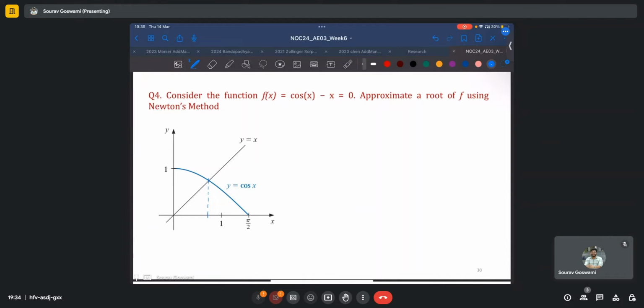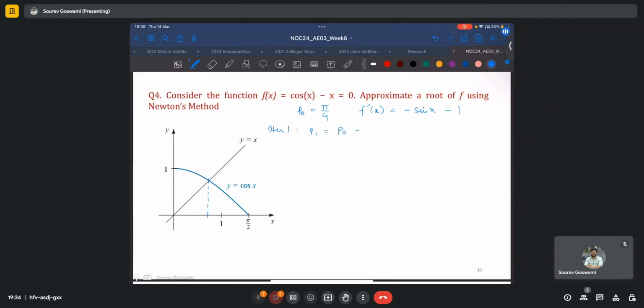So let us perform a few iterations. I think it will be reasonable to assume as our initial guess p naught equals pi by 4, since this point looks to be around halfway between 0 and pi by 2. And it's best if we also compute the derivative of the function cos x minus x. So f prime is minus sin x minus 1. So let us perform the first iteration.